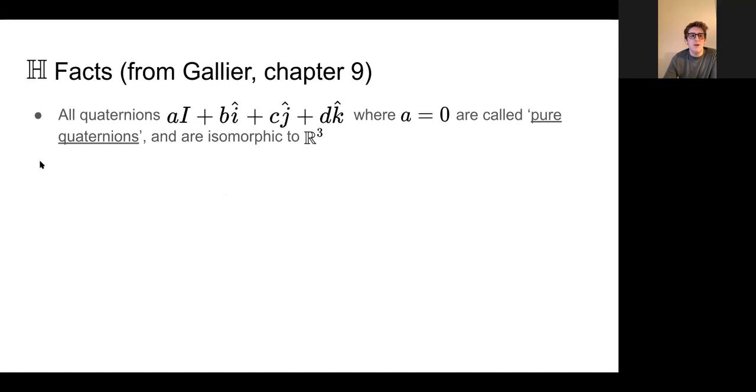We also have some facts from the main source for our proof, which is Jean Gallier's book on geometry and computer science, particularly chapter 9. First, all quaternions where the real part, or a, is equal to 0 are called pure quaternions. This subset is isomorphic to R3 because we can just take the last 3 coefficients and consider them as a 3-vector. And pretty intuitively, the norm of each quaternion is the square root of a squared plus b squared plus c squared plus d squared, which is what you'd expect.